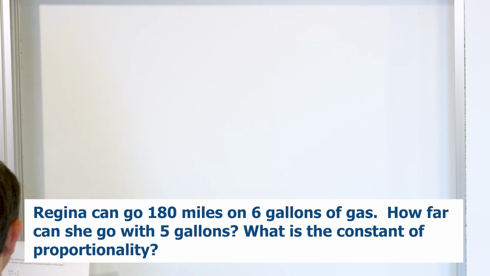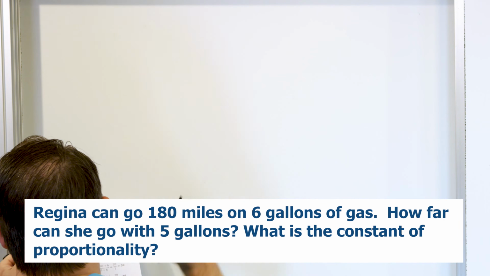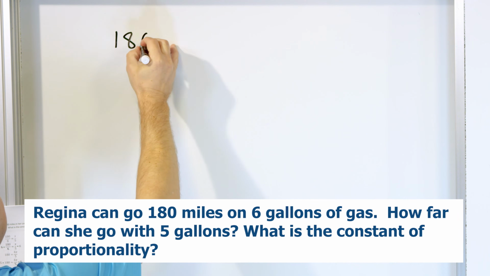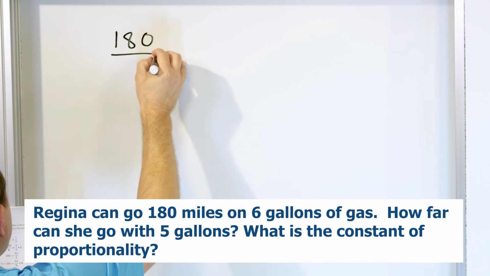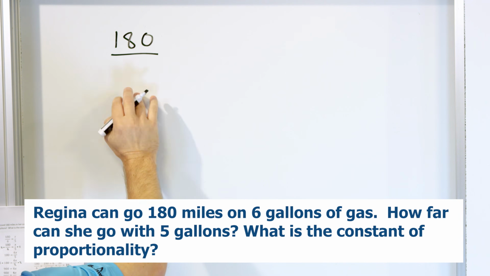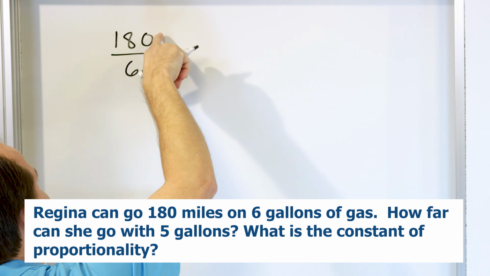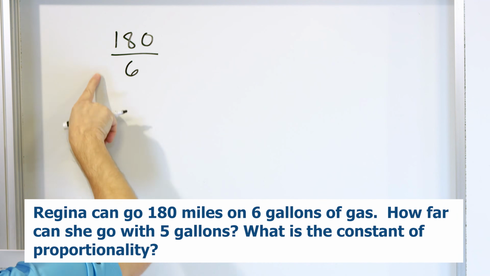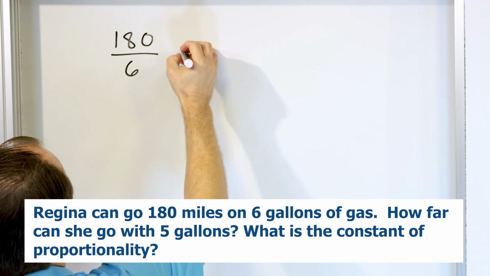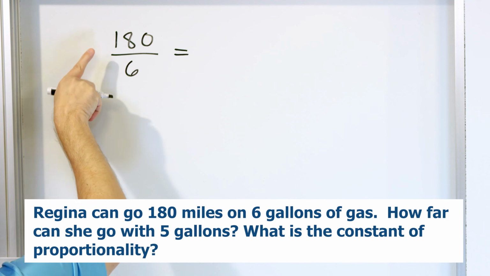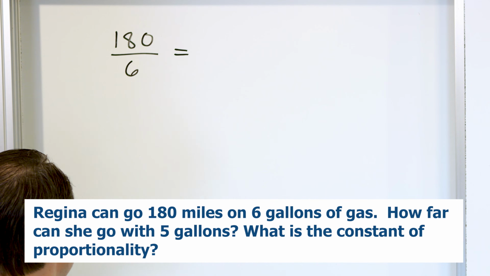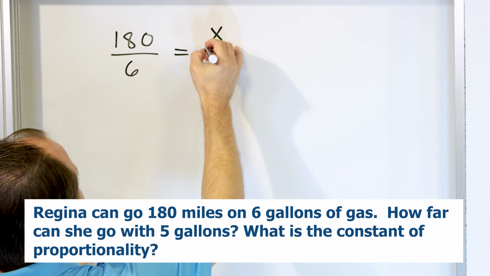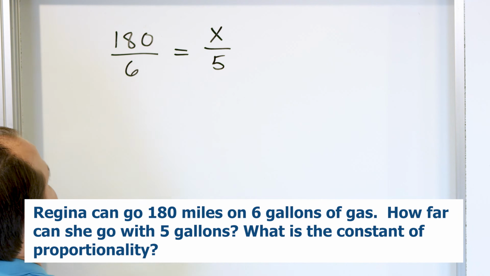I set up a proportion, which is two ratios that are equal to each other. I just read the problem out. I'm going 180 miles, per how many gallons can I do that with? 6 gallons. So with the units, it's 180 miles for every 6 gallons. This forms a ratio, so I'm writing it as a fraction. And this ratio has to be equal to a new ratio where I can go an unknown x amount of miles on only 5 gallons of gas.